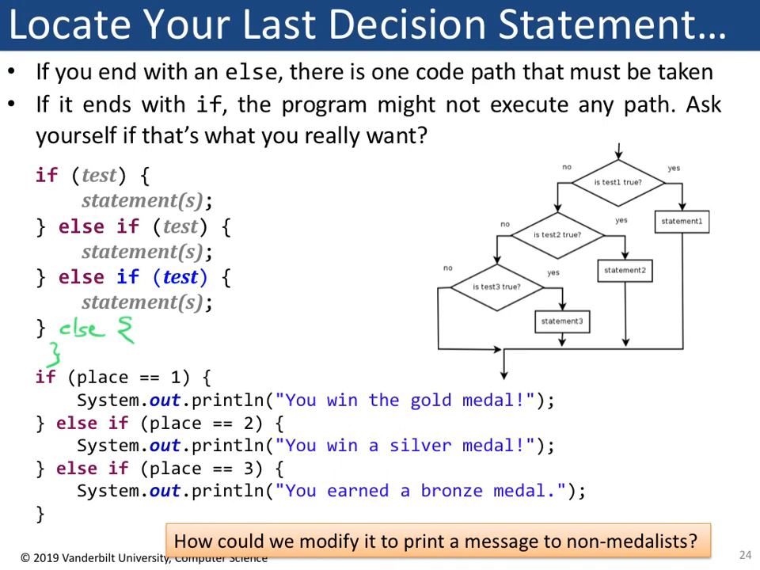As a final example, in the case of the example here, if place is equal to 1, we will print you win the gold medal. However, if place is equal to 2, we will print you win a silver medal. But if place is equal to 3, we'll print you earned a bronze medal. How would we modify this program so that no matter which place you placed in, other than the top 3, there would be a message for you? So if someone placed in the 44th position or the 153rd position, a message was still printed out. How would we go about that to ensure that there was a message printed regardless of your position?